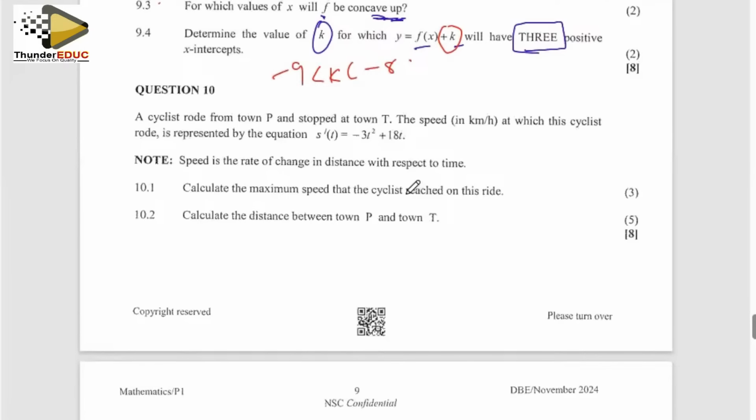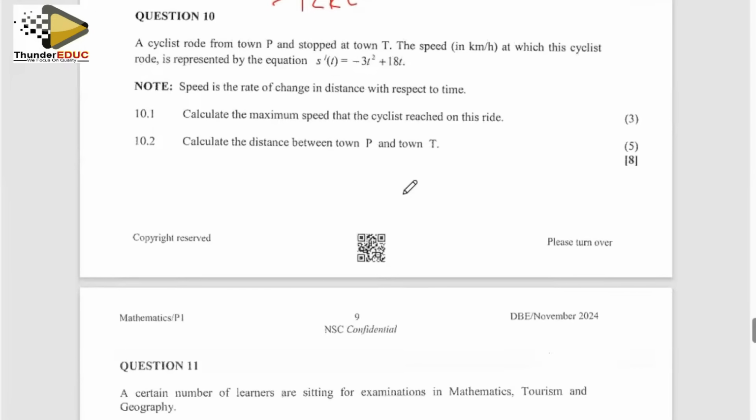All right, then question number 10, which is the rates, the application. Telling us a cyclist rode from town P and stopped at town T. The speed in kilometers per hour at which the cyclist rode is represented using this equation.